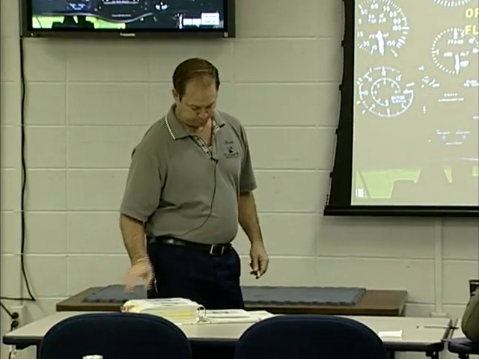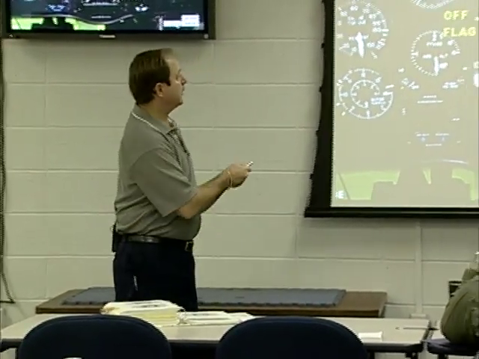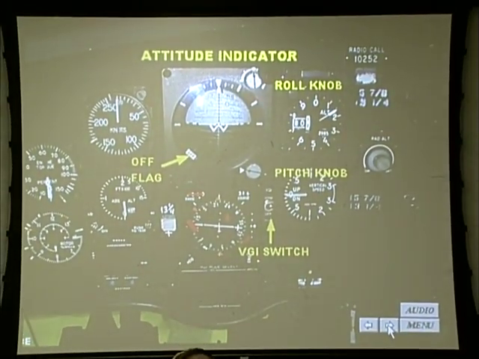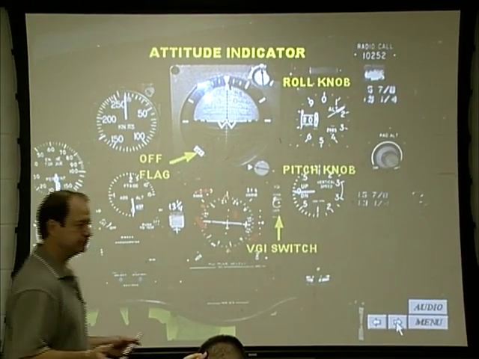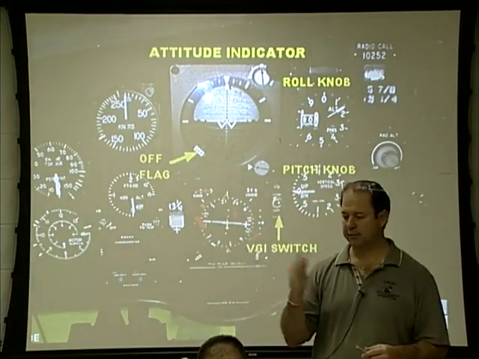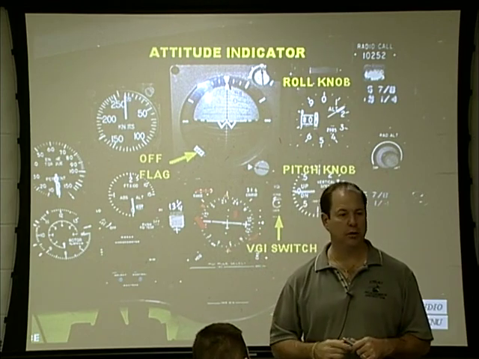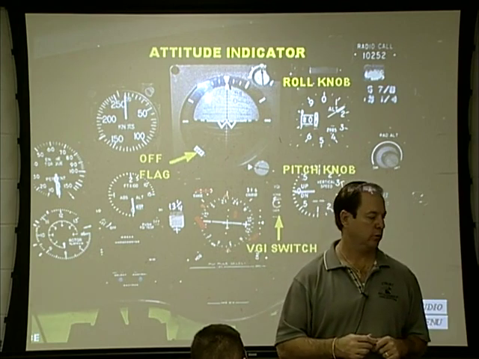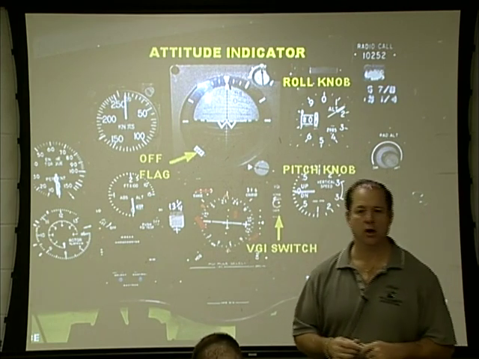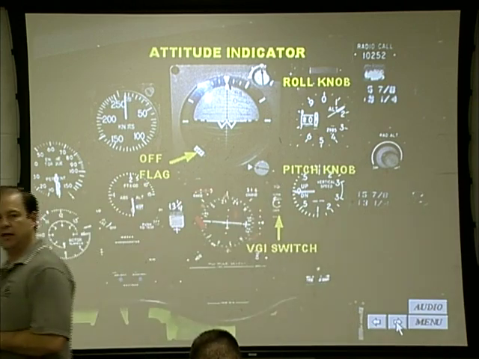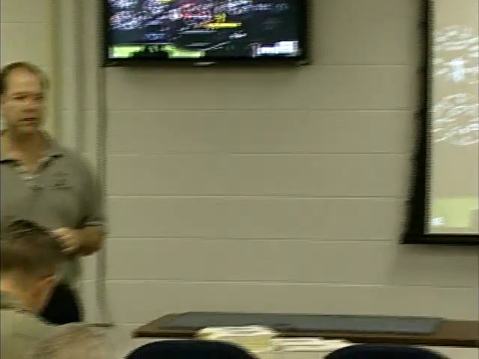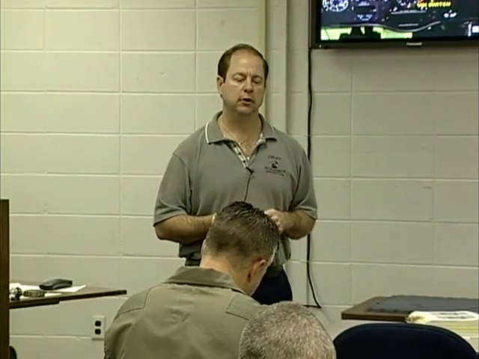All right. Trim knobs. You got the upper knob and the lower knob. The upper knob is going to be for your roll. And just like normal, 8 degrees left, 8 degrees right, that's normal for most attitude indicators. Any questions about that? The lower knob is going to be pitch attitude, keeping in mind that when we talk about pitch attitude, it's going to be 20 degrees nose up, 20 degrees nose down. That's pretty much standard. Any questions about that?